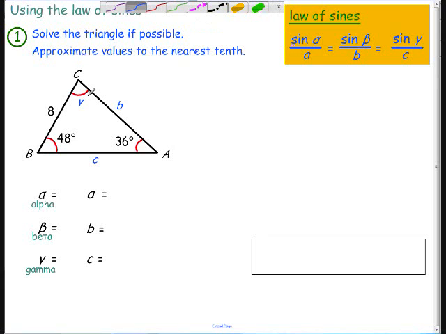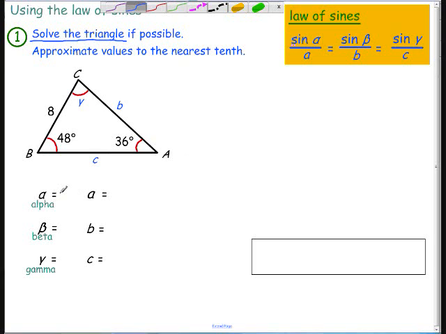Solve the triangle. Approximate to the nearest tenth. I'd like you, when you do this, to set up a little table of your angle measures and your side lengths. Those are the 6 things you need to know to be able to say that you solved the triangle. And some of them will be given, but just seeing where those givens fall in this little table will help you do your solution. Do we have alpha?